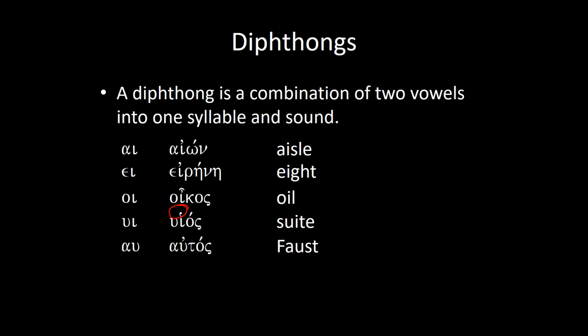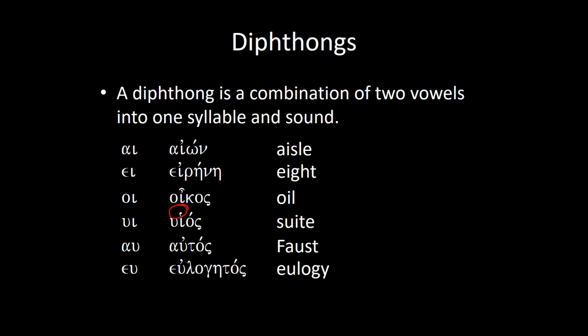You may have heard once upon a time about Faust. That's that same sound there, ow, autos. And then epsilon upsilon makes the u sound. This is the word eulogetos, like a eulogy, a good word, or euphony, a good sound. So that epsilon upsilon makes the u sound.